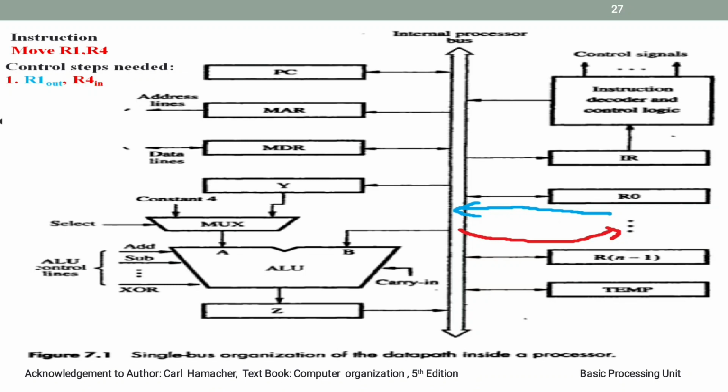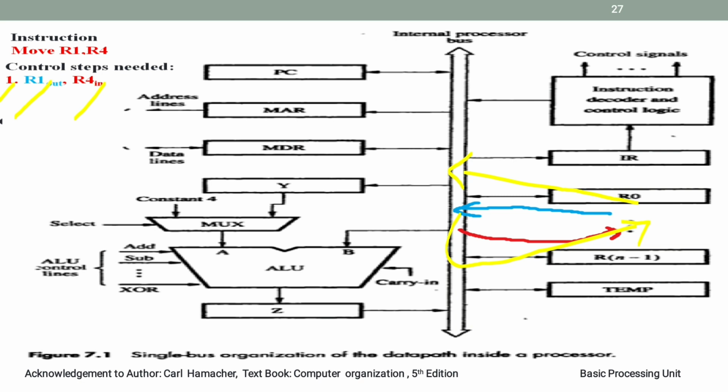Since the data is copied from R1, first the R1 out control signal is needed, so that the R1 register will put its content onto the internal processor bus. Next, the R4 in control signal is given to the R4 register, so that whatever data is on the internal processor bus will be copied into R4.